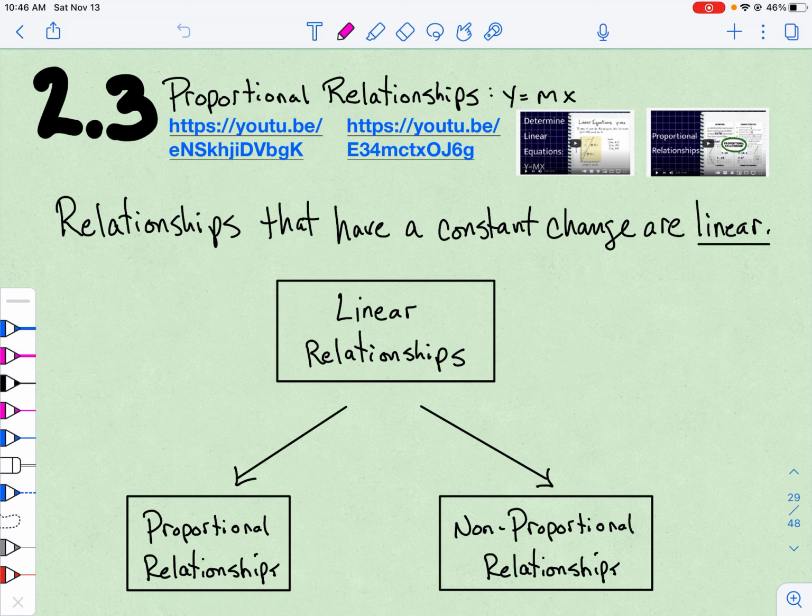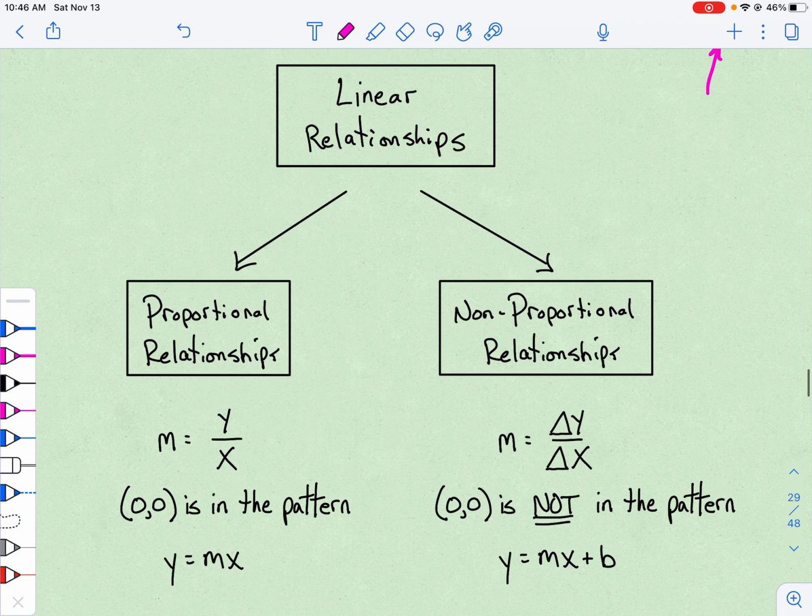First and foremost, proportional relationships are relationships that are not only linear, and it says here linear relationships are relationships that have a constant change. So if they're always going up by 3 or down by 2 or up by 7/3, those slopes are indicators of things that are linear. Linear relationships can either be proportional or not proportional. We're going to start by talking about the proportional relationships today, and then we'll get to non-proportional relationships tomorrow or on Wednesday.